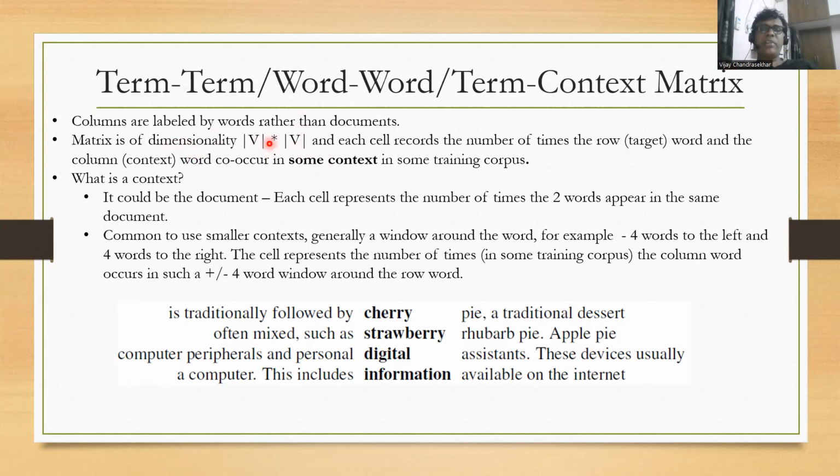So matrices of dimensionality V cross V, and each cell records the number of times the row word and the column word co-occur in some context. Remember, I'm saying in some context. Of course, we'll have to define the context. Mathematically, how do we define it? I'll give an example. I have a word, I'm calling that word cherry. Correct? A word called cherry.